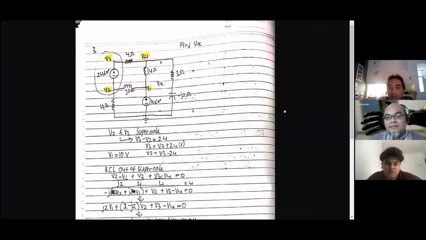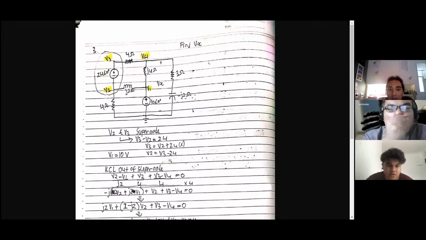So the question for number 3 is to find the Vx using nodal and loop analysis. First, we mark the V1, V2, V3, and V4. Then we choose V3 and V2 as the supernode. Then we write the KCL for the supernode V1 and V4.